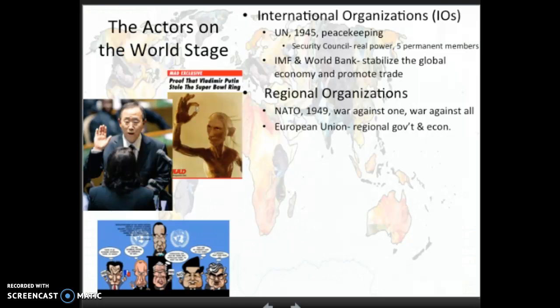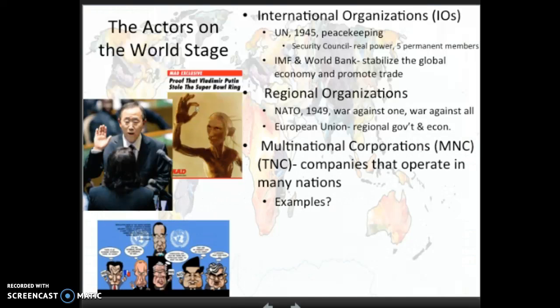The European Union. We'll talk about the European Union in much more depth, but the European Union is a regional government and a regional economy that includes members of Western Europe, and we'll talk about what it takes to be a member of the EU and what you have to do as a member of the EU. Like, how are you accepted and what are your responsibilities.